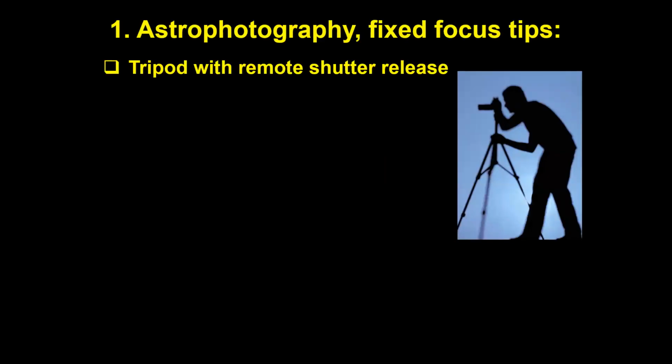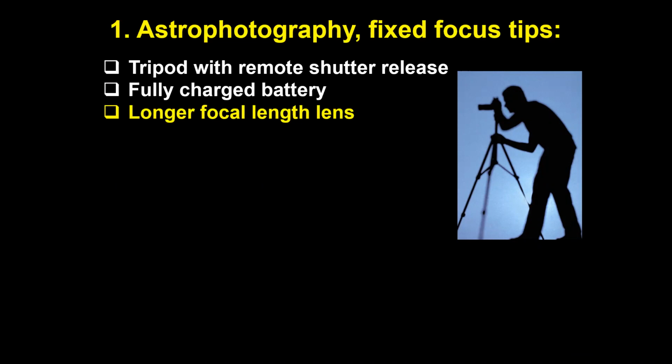Okay, here are some tips with it. So we've talked about the tripod with a remote shutter release. Always have a fully charged battery because you're using longer focal lengths. It's usually a little colder at night, so you want to make sure your battery is fully charged. You want your longer focal length lens so that you get more light.